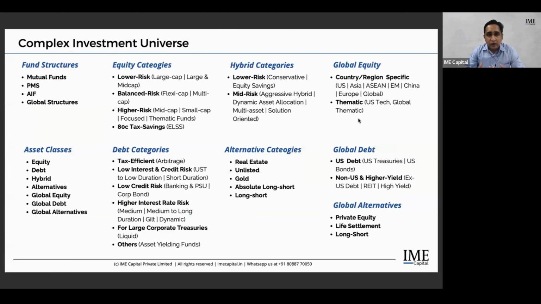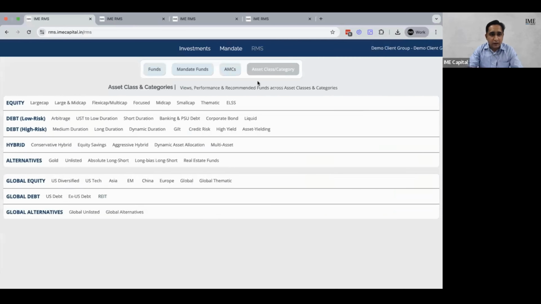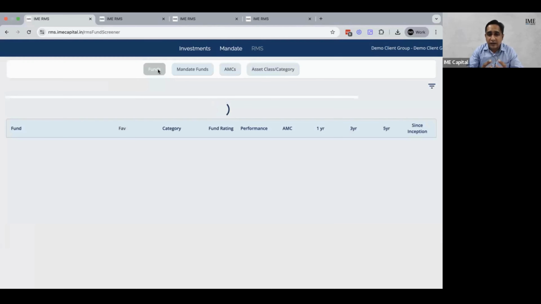This is really a short sample of the range of investment options that exist for an investor. An investor has to choose between different fund structures, asset classes, and different categories before even getting down to the specific funds that they want to invest in. Just to give you an indication of this complexity, apart from the structure, a mutual fund, a PMS, or an AIF, what are the asset classes? And within each asset class, there are different kinds of categories. Which of these are relevant for an investor and how does an investor choose? And these choices need to be made before you get down to actual fund selection.